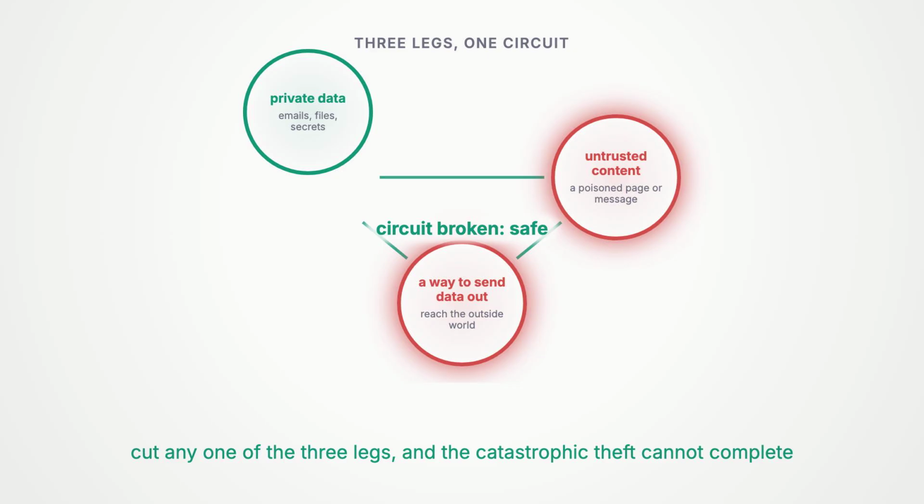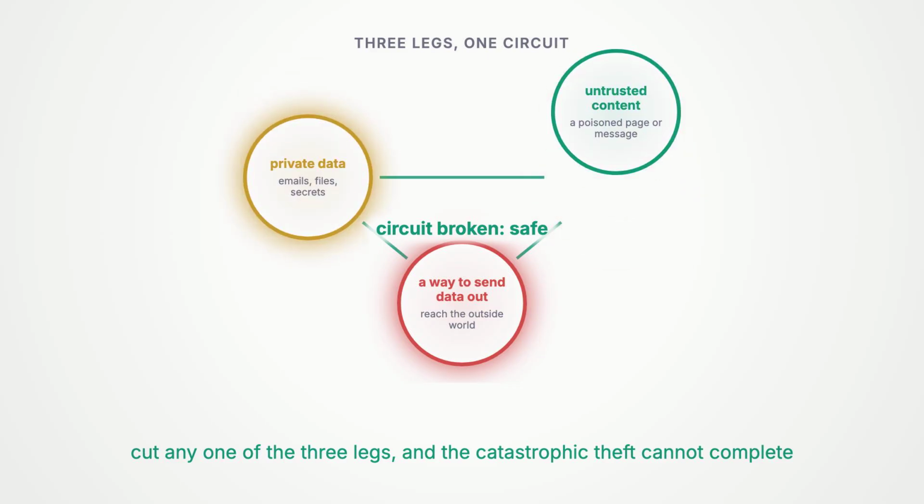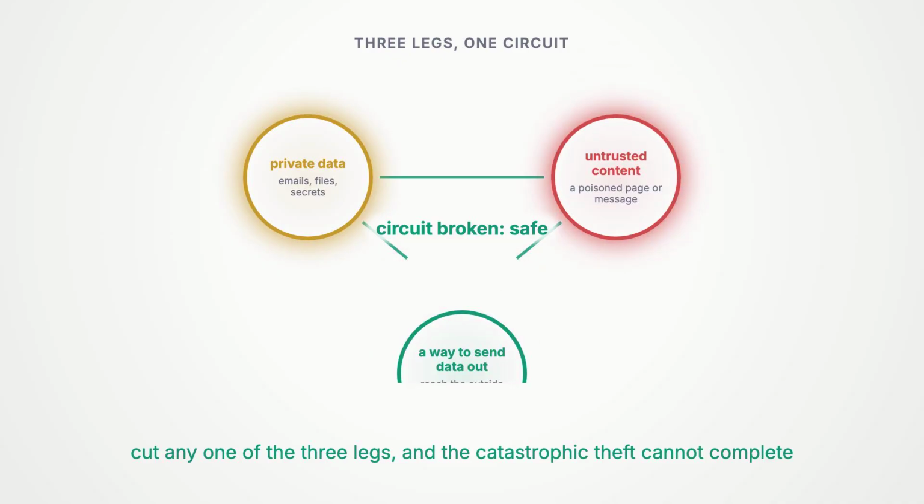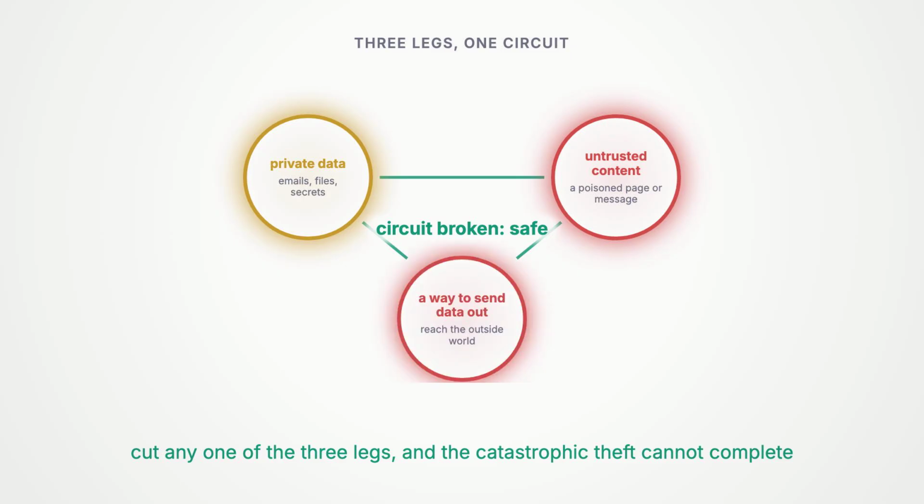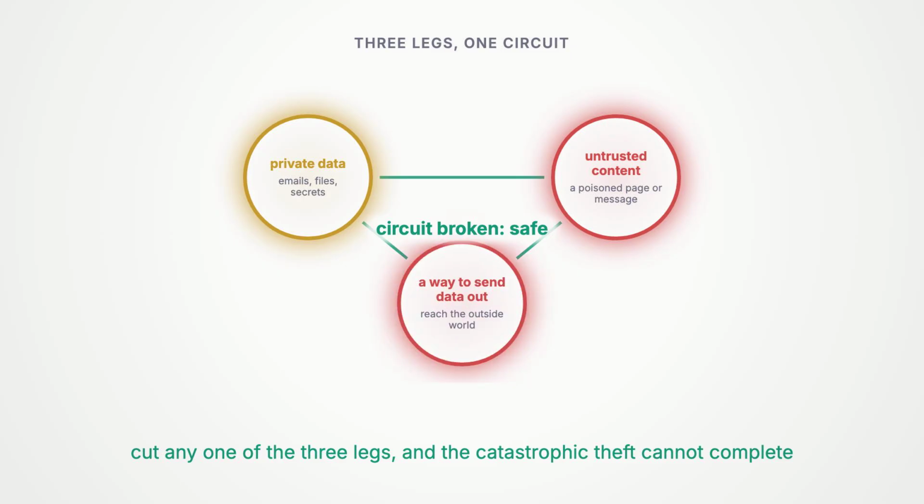Read untrusted pages but touch no private data. Fine. Handle private data but with no way to send anything outside. Also fine. The danger lives only where all three overlap.